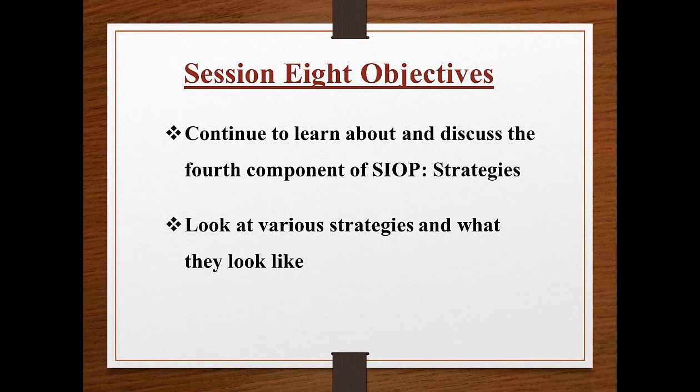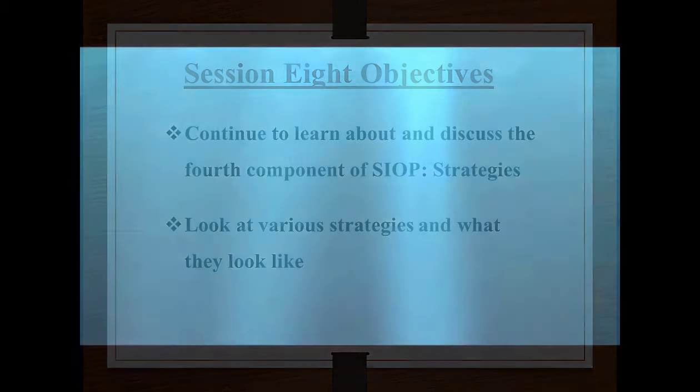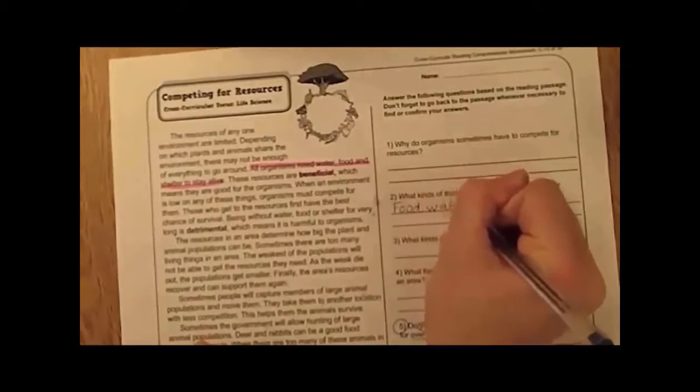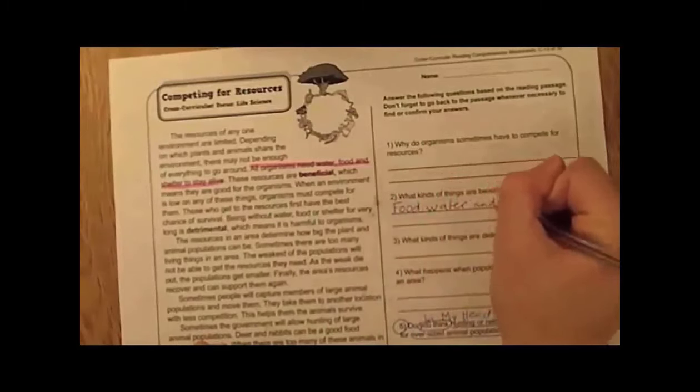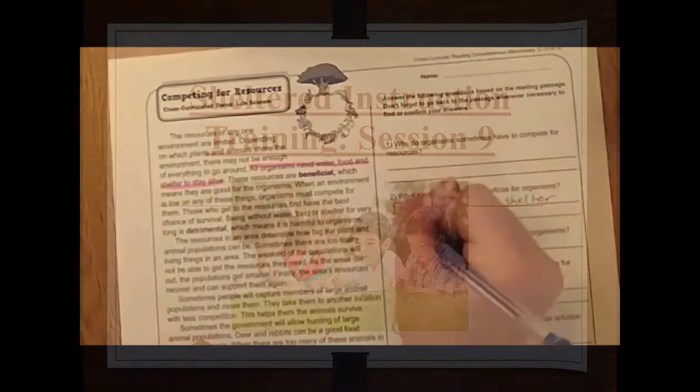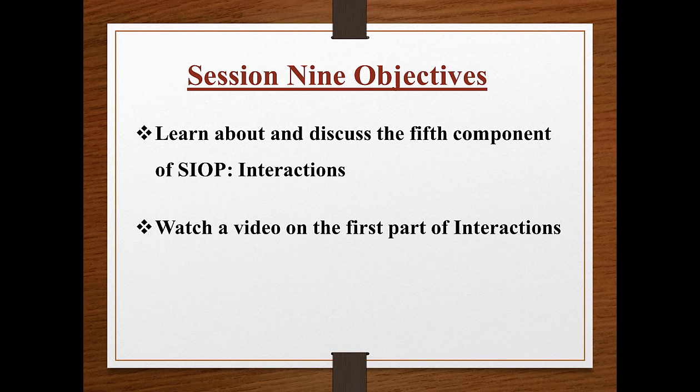We're going to look at various strategies to see what they... Using DRTA, an instructor asks questions throughout a story, guiding students to make predictions. Food, water, and shelter. In this session, we're going to learn about and discuss the 5th component of SIOP, interactions.